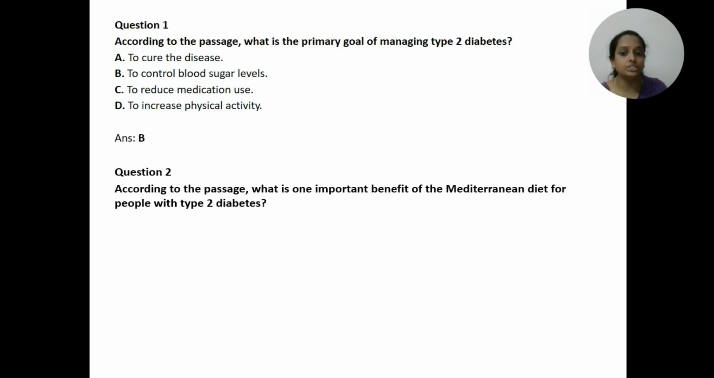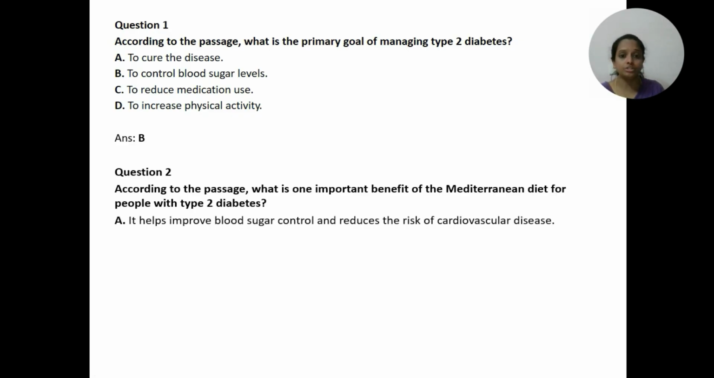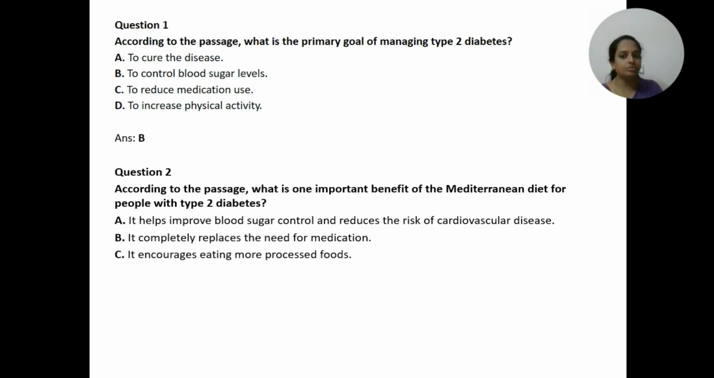According to the passage, what is one important benefit of the Mediterranean diet for people with type 2 diabetes? The options are: it helps improve blood sugar control and reduce the risk of cardiovascular disease; it completely replaces the need for medication; it encourages eating more processed foods; and the fourth one, it causes faster increases in blood sugar. Again, pause the video and make your choice. The right option here is option A.